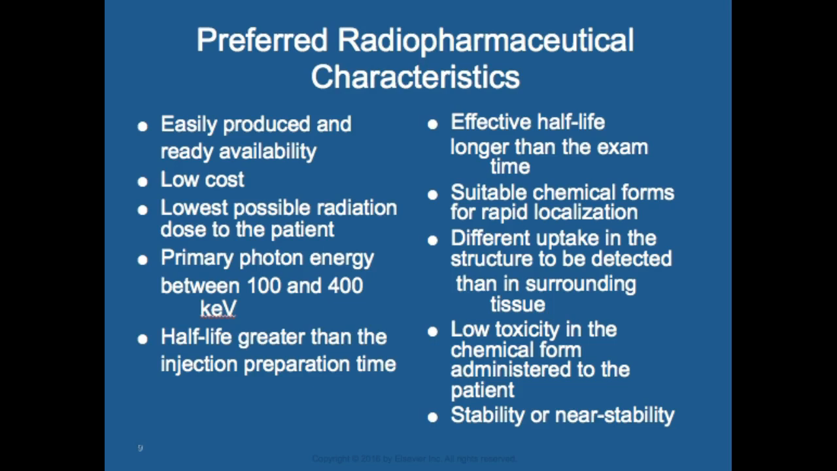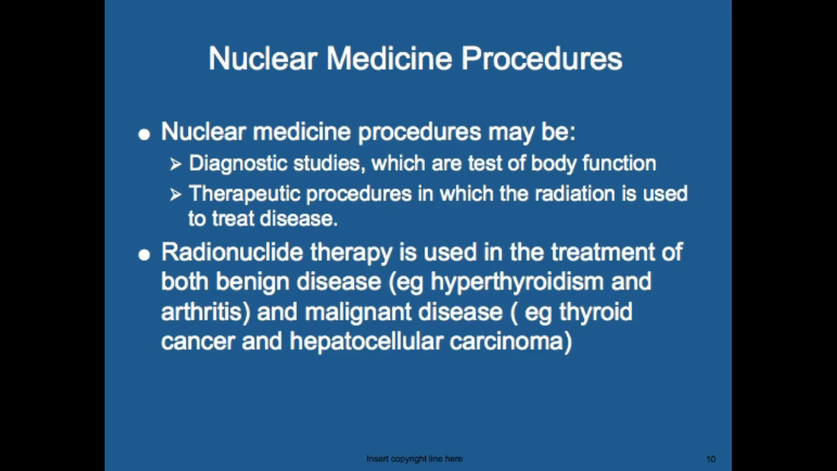So suitable chemical forms for rapid localization. You want different uptake in the structure to be detected than the surrounding tissue. So you want it to be isolated for the particular organ. You want low toxicity in the chemical form administered to the patient, and you want it stable or near stability. You don't want it to be volatile.